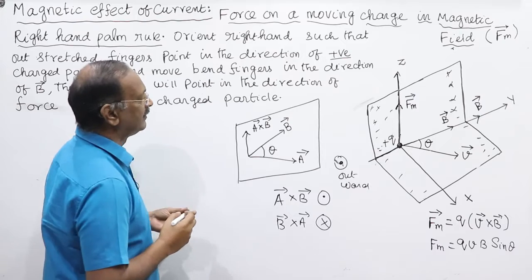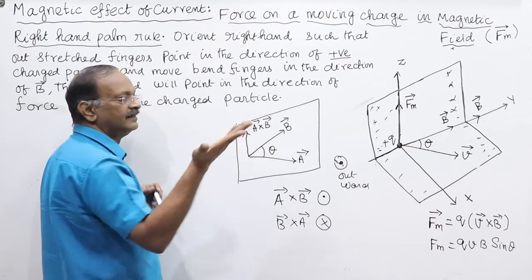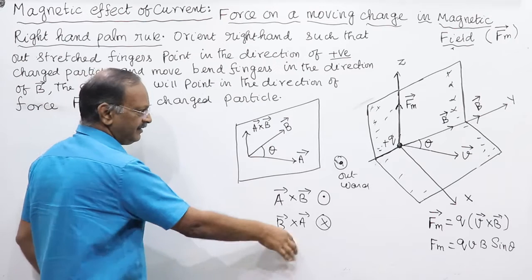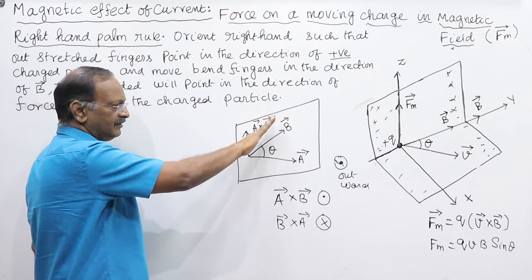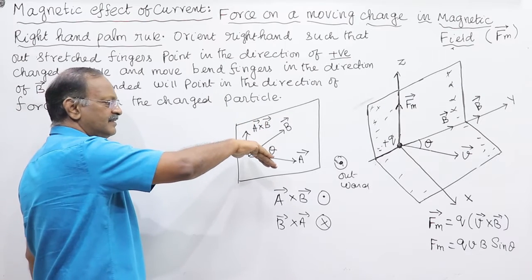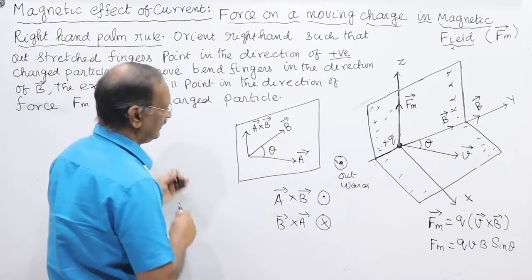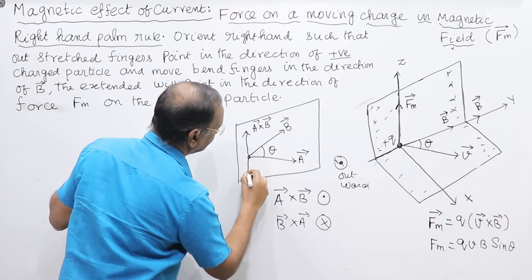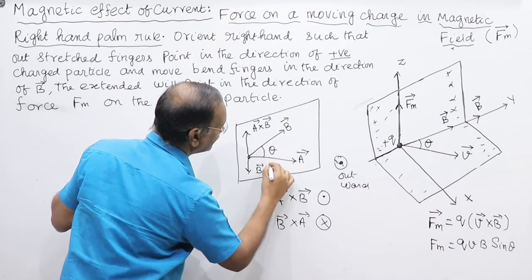And how will we find B cross A? B cross A means the same right hand from B to A. This is the stretched direction, and B to A means it is inwards, and if you tilt it from B to A, it will be this way. This is B cross A.